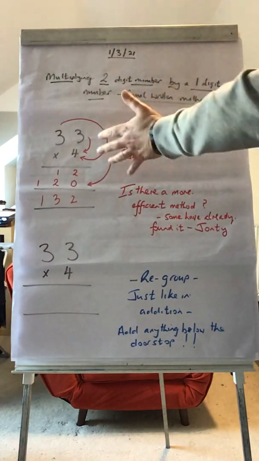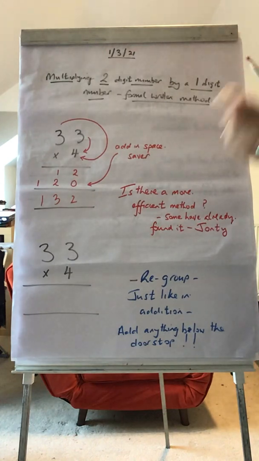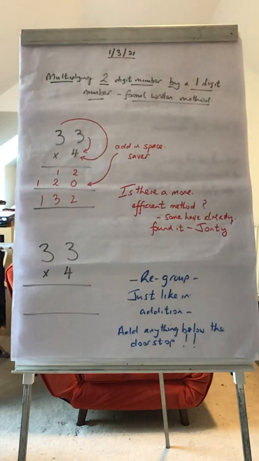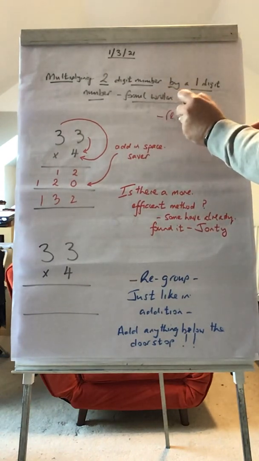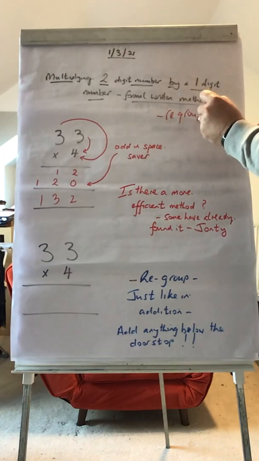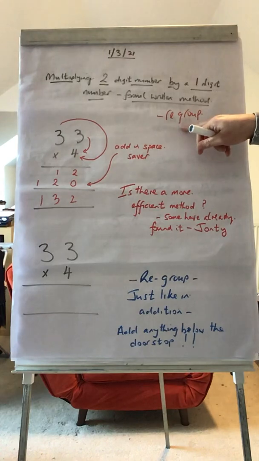That's how I taught you last week to use a formal written method. However, and this is the question I will always ask you, is there a more efficient way of doing it? Some of you have already found this out. I think Isabel's been looking at this, and certainly Jonty has. It's called the regrouping method, so let me just write the word regroup, because we're going to regroup, and that's a word we heard when we were doing addition.